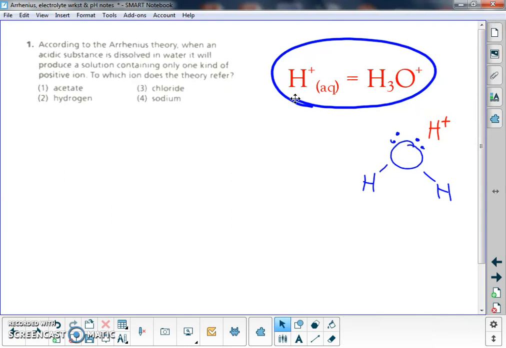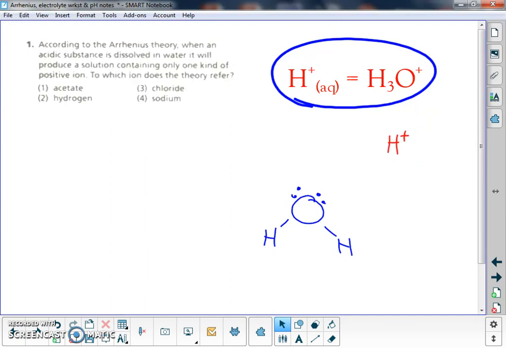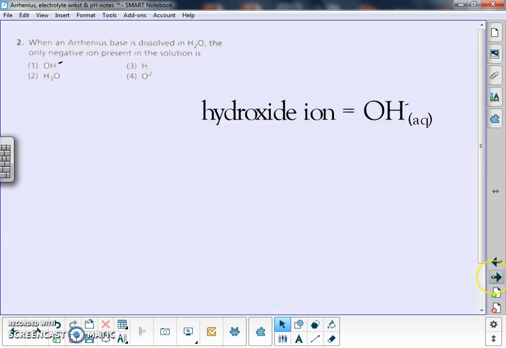What's happening here is this water molecule is all by itself. Along comes a hydrogen ion which has no electrons. It wants one pair of electrons, 2 electrons. It sees those and it clamps on right there and it forms the hydronium ion. And that's why an Arrhenius acid will produce hydrogen ion as the only positive ion. The Arrhenius base, again, produces as the only negative ion the hydroxide ion.